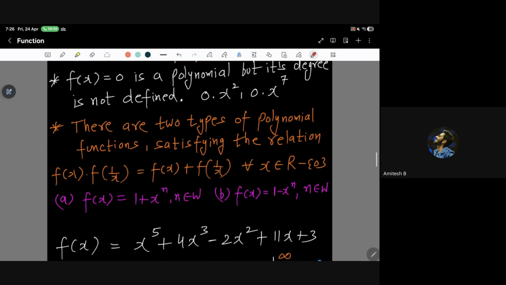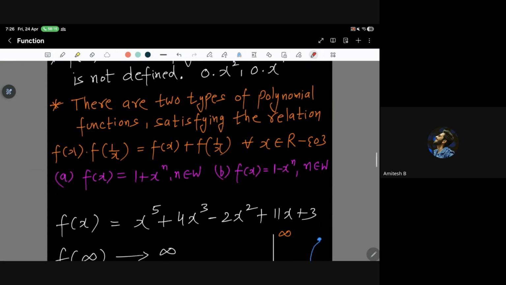Now this is the important part. JEE will definitely ask questions on this, that's why I have highlighted this. If you have any polynomial function of any degree which satisfies this kind of situation, this is basically known as a functional equation. We will see this at the end of the chapter, but for the basic idea, we call this situation a functional equation.